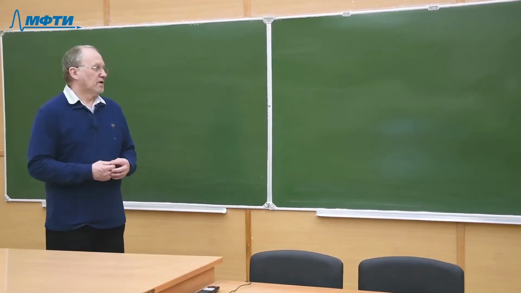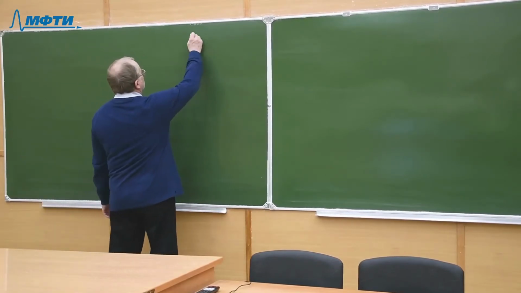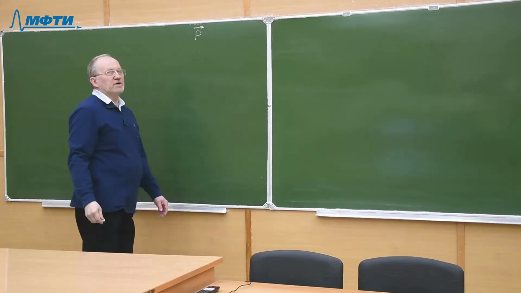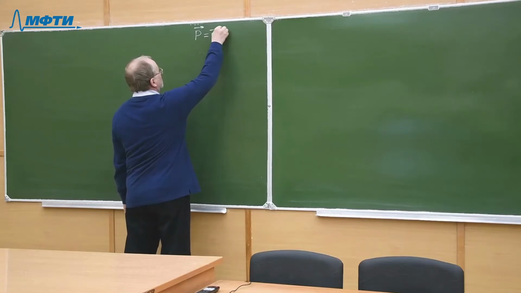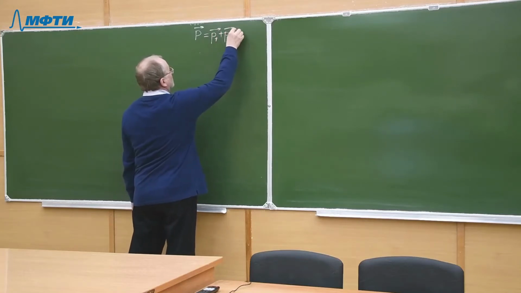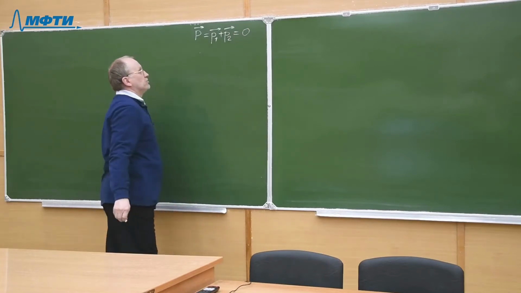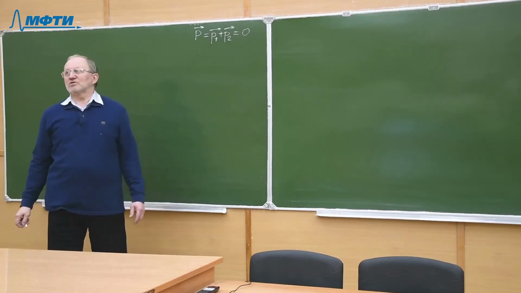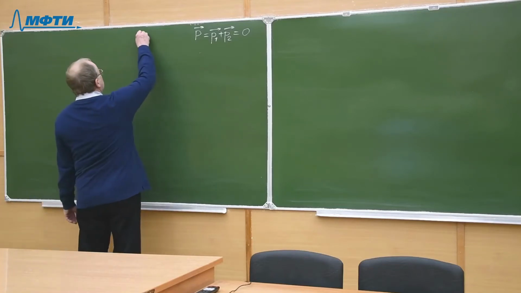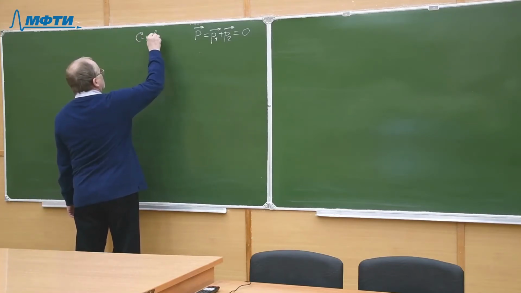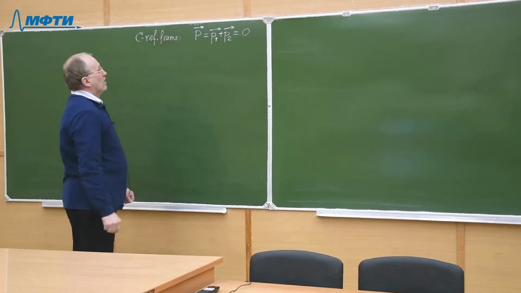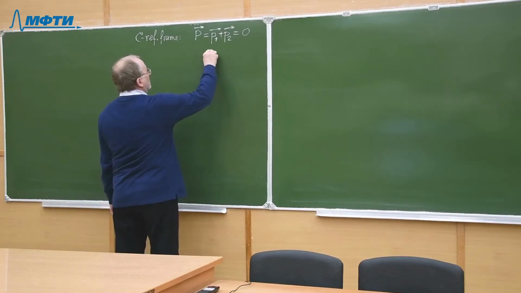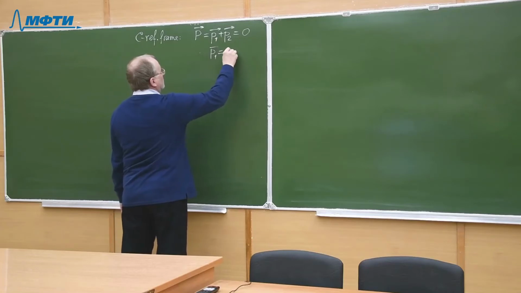reference frame. And we understood that in the center of mass reference frame, the total momentum of two particles is zero. And the total momentum of two particles is the momentum of the first particle plus the vector of momentum of the second particle, and that is zero in the center of mass reference frame. I would like to call it the C reference frame. From here we immediately obtain that P1 should equal minus P2.